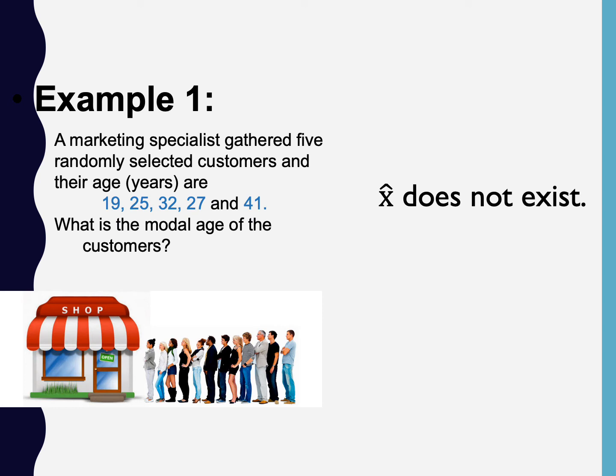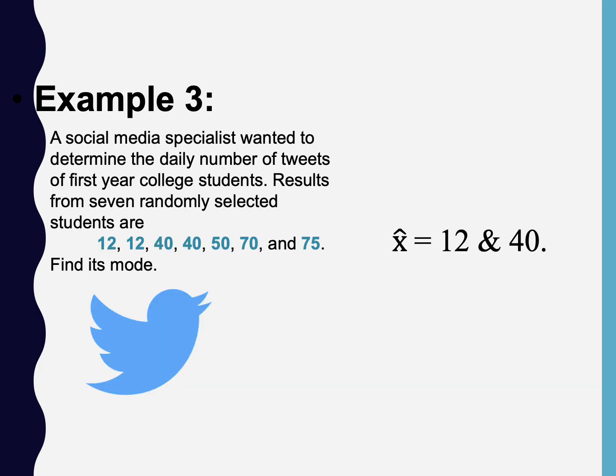Next example, what is the mode of the randomly selected customers and their age? Notice that all of the data occurred only once, hence the mode does not exist.